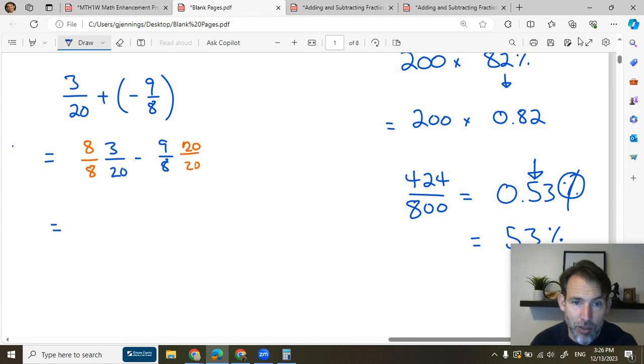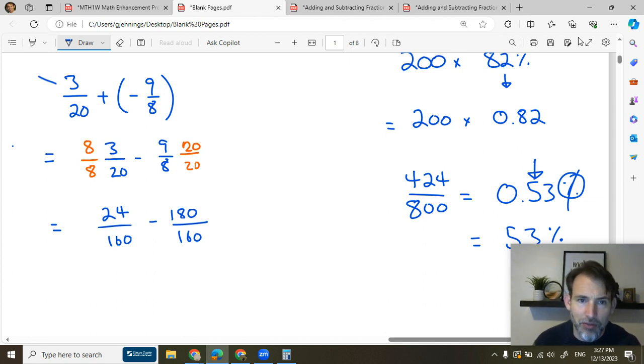Okay. 8 times 3 is 24. 8 times 20 is 160. Minus 9 times 20 is 180. And then 8 times 20 is 160. I forgot to start with a guess. I have something very small, something close to 0. I am subtracting something larger than 1. I will get a number that's negative, and it's probably going to be really darn close to -1, but not exactly -1. Okay, so let's go.